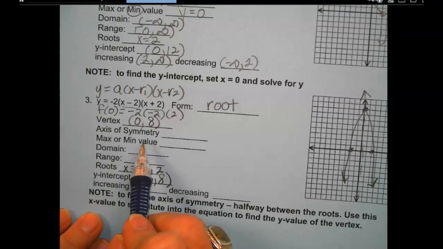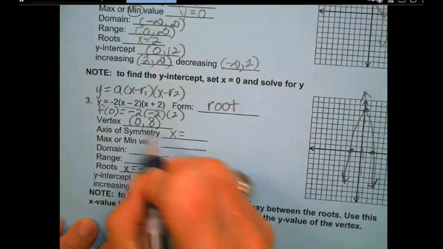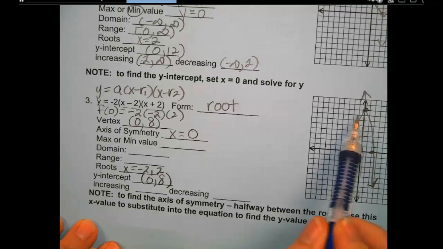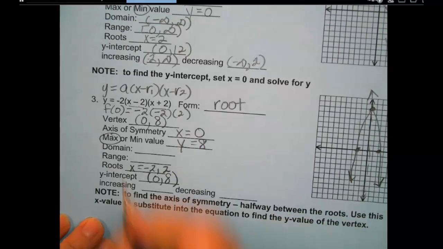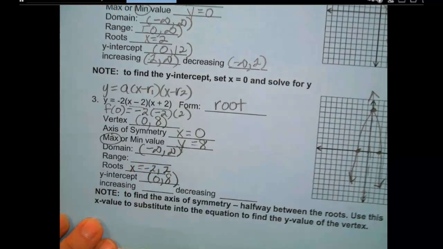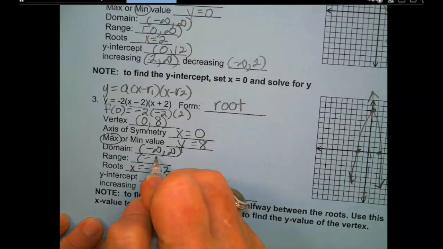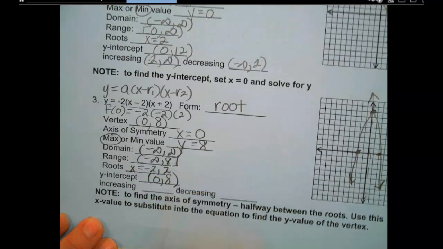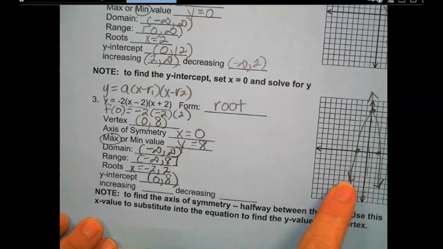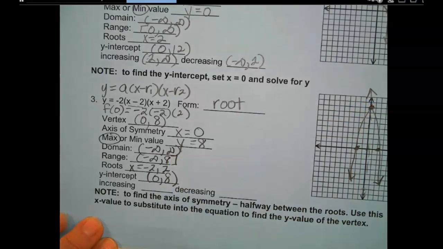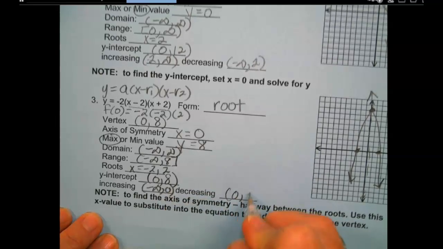Okay, axis of symmetry. Where does that come from? Comes from the x. Is my vertex a max or a min this time? Max, and that's at y equals 8. The domain, negative infinity to infinity. The range goes bottom to top. This time it's negative infinity to 8. If I put my finger starting on the left and I move to the vertex, am I going up or down? Up. So that's going to be increasing from negative infinity to 0 and 0 to infinity.